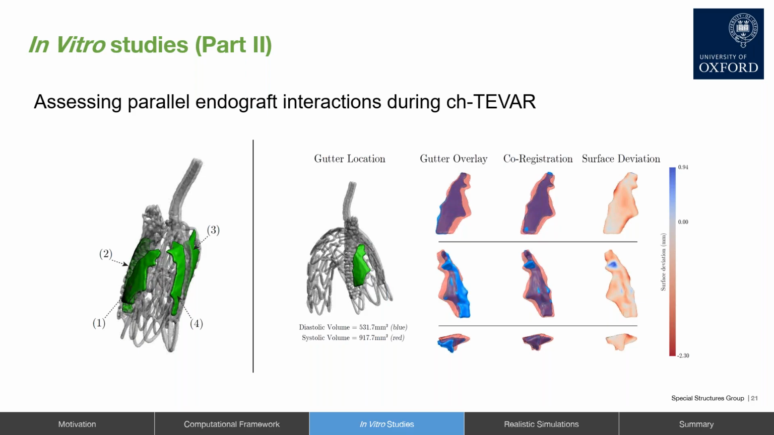And just another quick note is what we're seeing here is, as I mentioned, a single gutter, but what we're looking at is viewed from the anterior surface, posterior surface, and viewed from the inflow of that gutter.